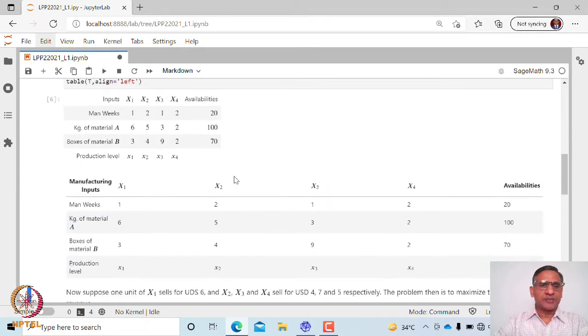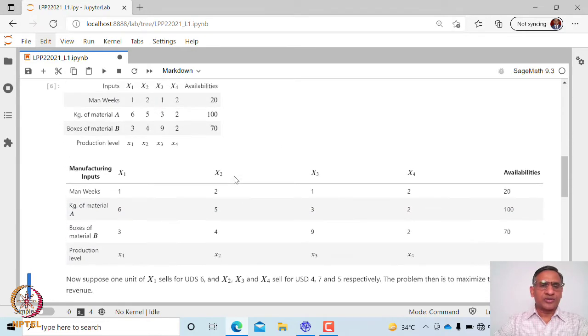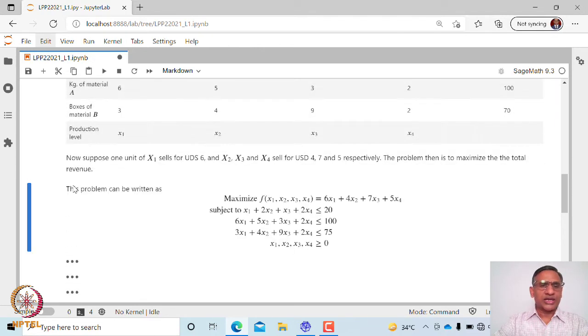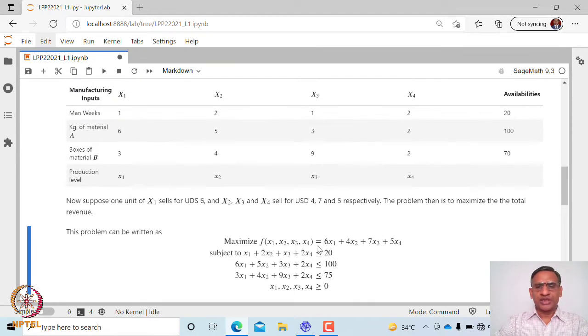If you look at this table, the total revenue for x1 units of capital X1 is going to be 6 times x1. For capital X2 it will be 4 times x2, for capital X3 it will be 7 times x3, and for capital X4 it will be 5 times x4. Therefore the total revenue is going to be 6x1 plus 4x2 plus 7x3 plus 5x4. This is what we need to maximize.